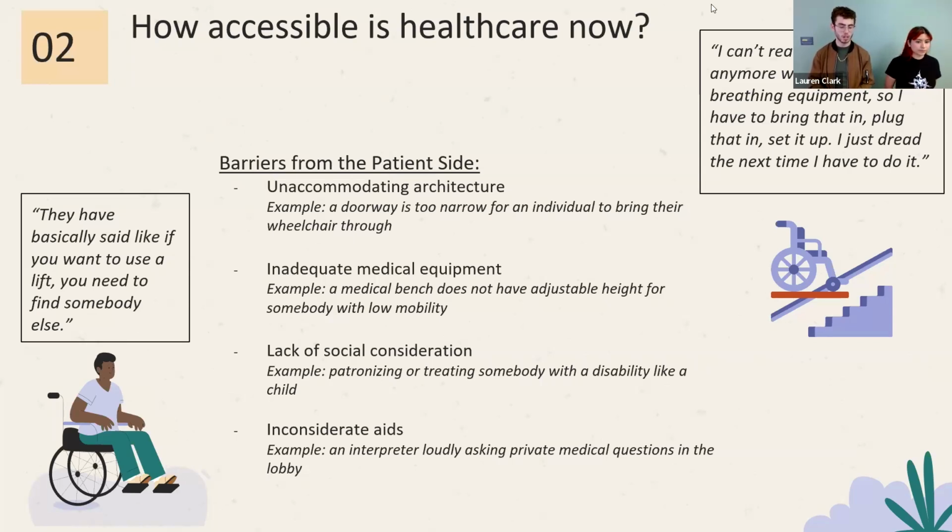And a final issue that they found is in consideration of the aides that would be provided. For example, if there's an interpreter that needs to read out medical information, they found that they were not well accommodated and that their private information would be said, for example, in a lobby, and they were not receiving the level of privacy that somebody without a disability would get.